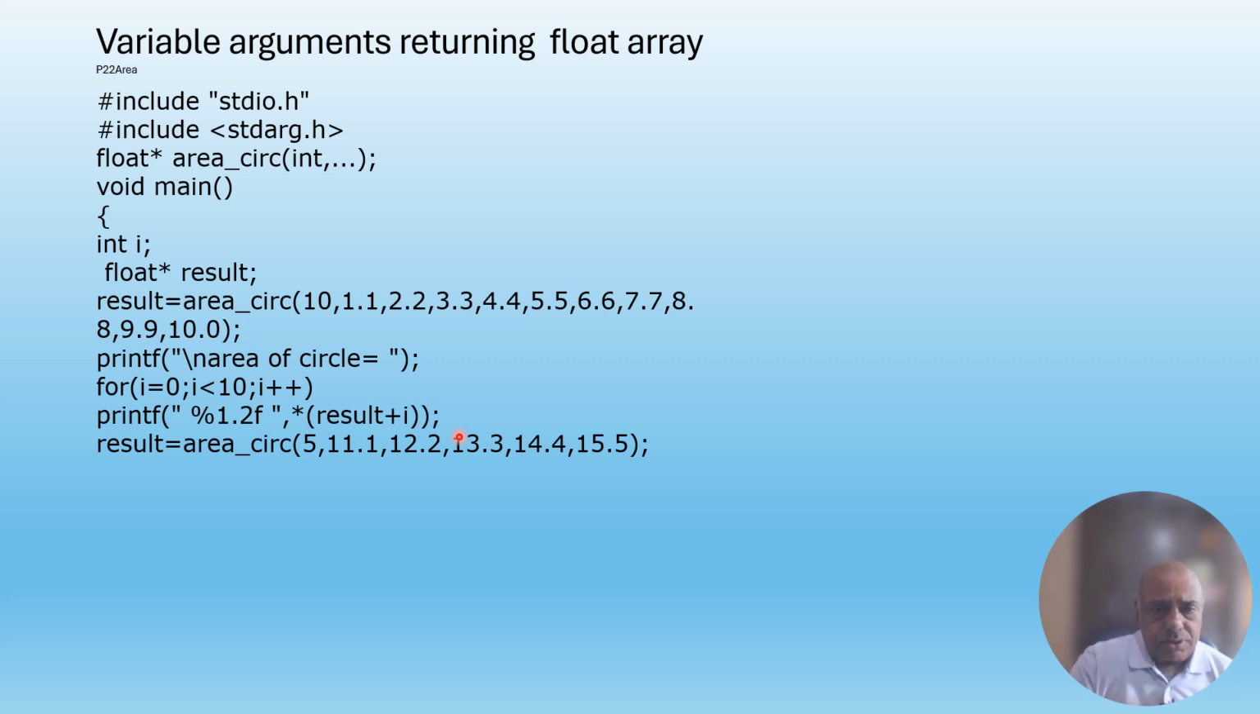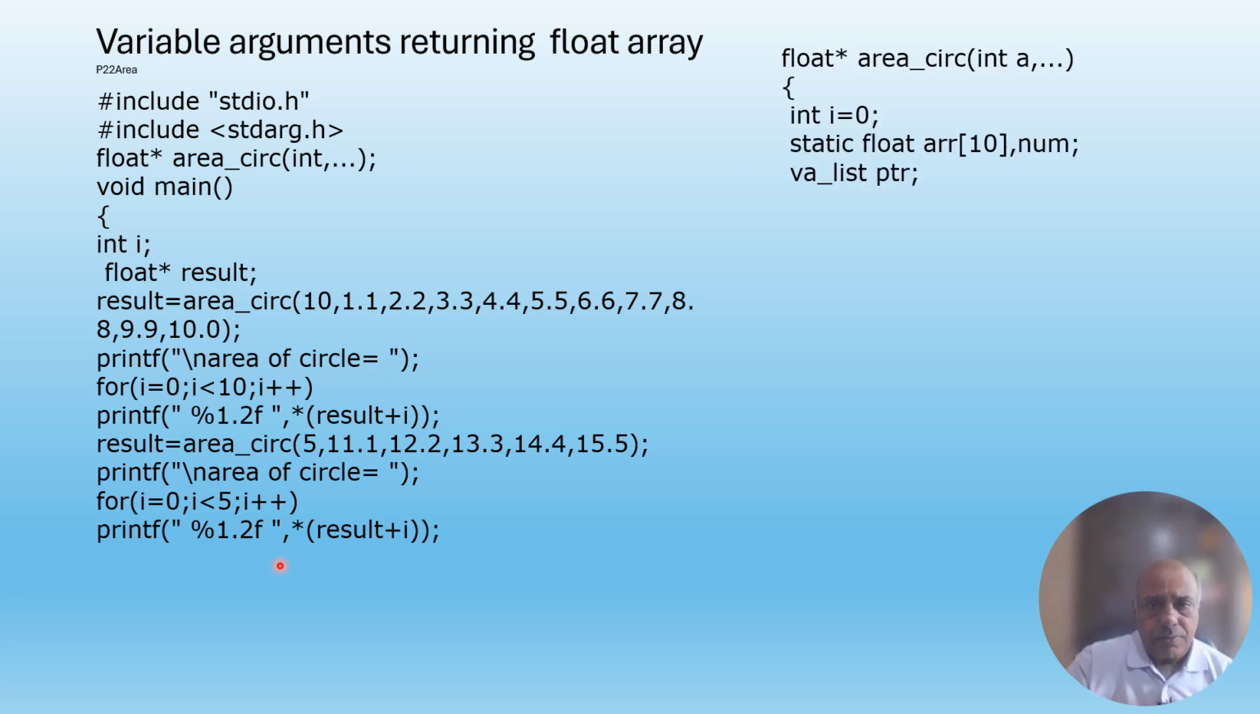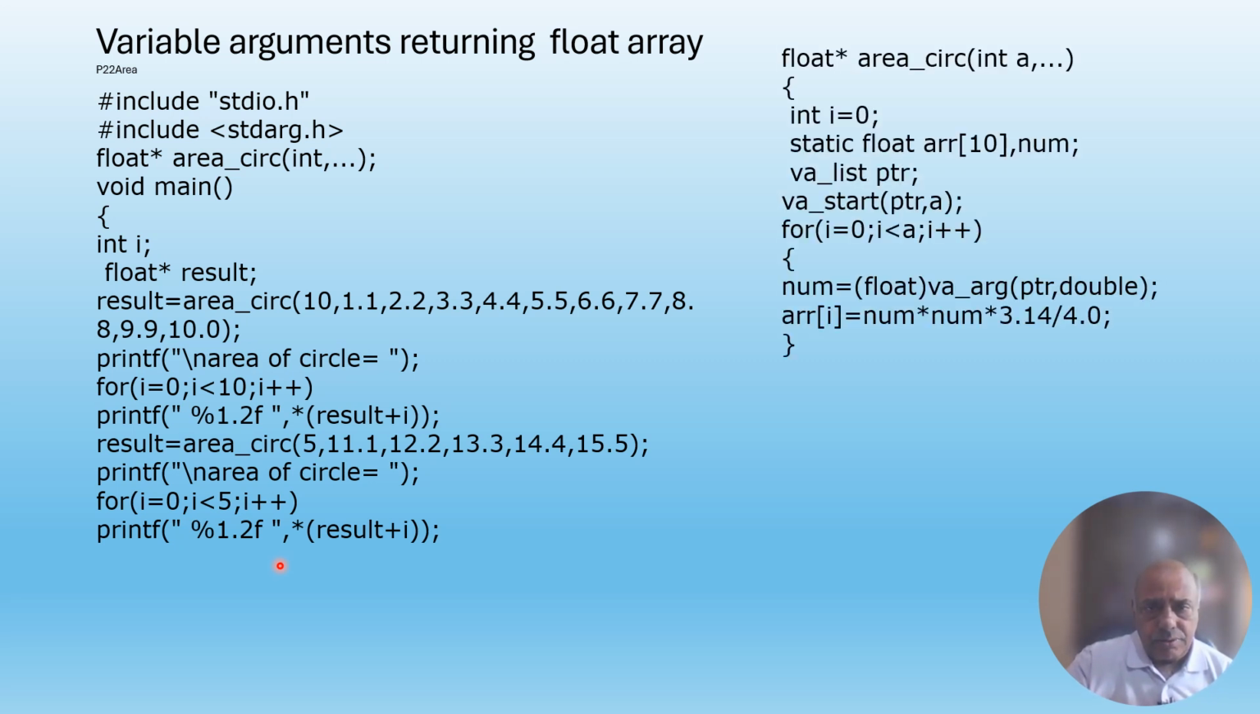Then we call the function a second time, but this time with 5 optional arguments, and again take out the values returned by the function through dereferencing the pointer, or using the indirection operator star, to find out the values stored in the array which is being created in the function. How have we created this function?